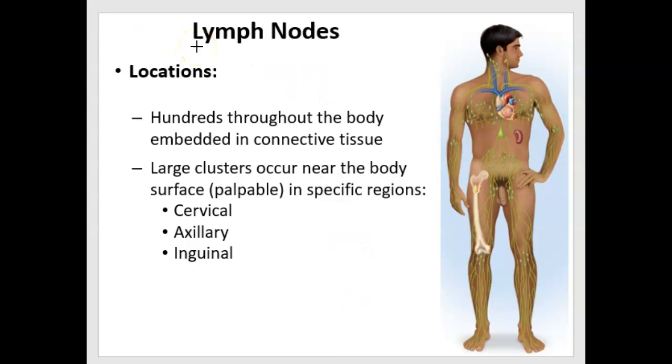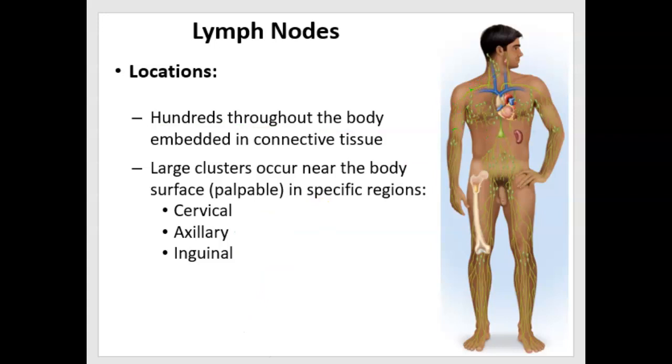Now recall that one of the secondary organs of the lymphatic system are the lymph nodes, and they occur in clusters near the body surface. There's hundreds of them embedded in connective tissue, but they're in specific regions like the neck, the cervical lymph nodes, or the armpit, the axillary lymph nodes, or in the inguinal region, the inguinal lymph nodes. And these clusters collect lymph that's going to be flowing in one direction back to the bloodstream.